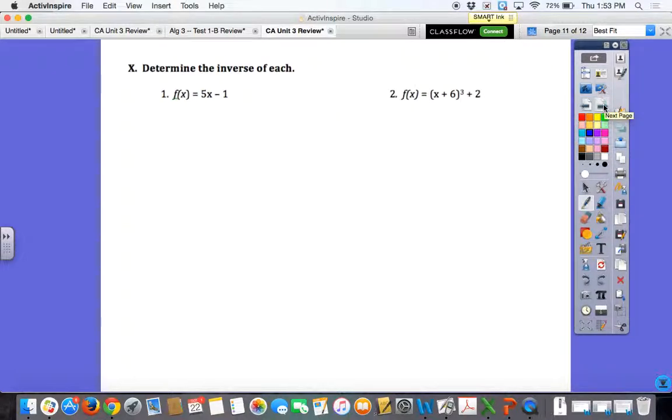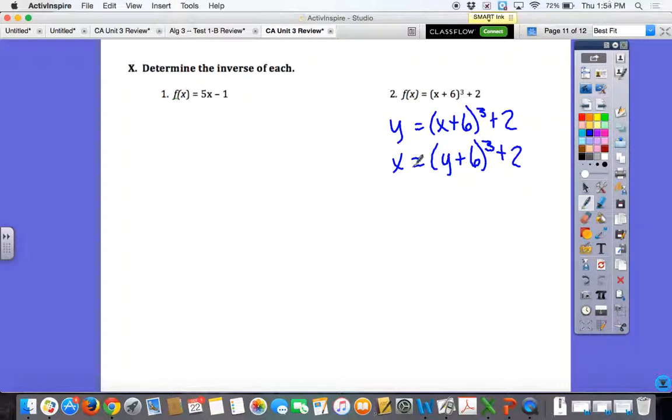To get inverses, remember your 4 steps. Put y in. Swap x and y. Solve for your new y. So it's 2 moves. Forgot my equal sign. Okay, now I've got to get rid of this cube. So I've got to do the cube root.